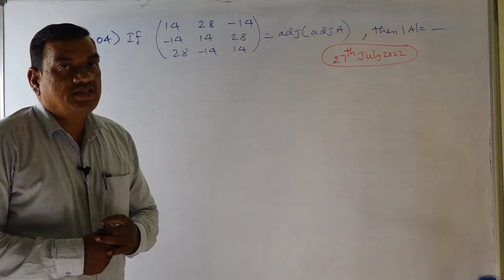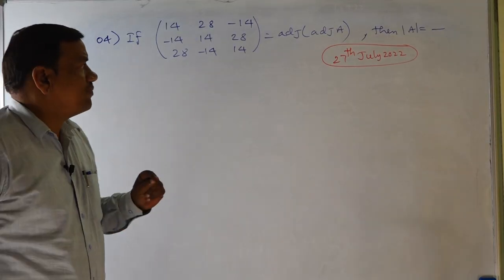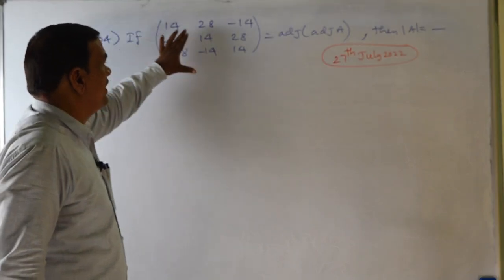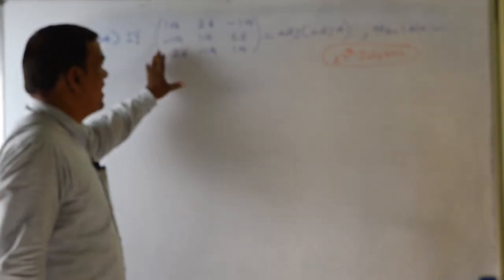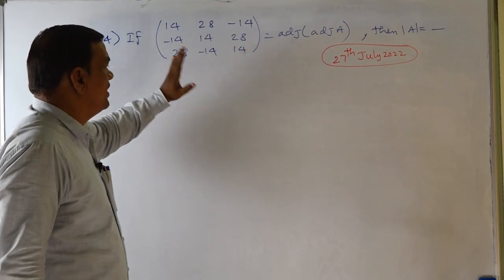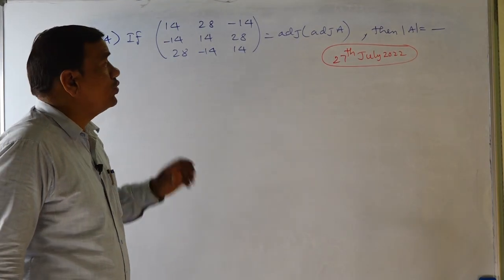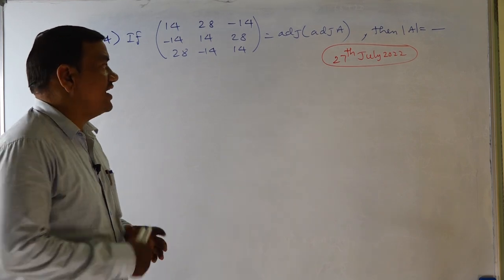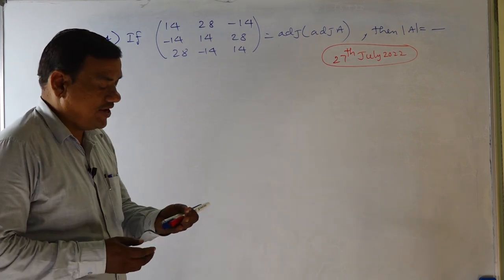Dear students, welcome to the next problem. So, the problem is from matrices. Here one matrix is given: 14, 28, minus 14, minus 14, 14, 28, 28, minus 14, 14. It is equal to adjoint of A, then det A is equal to how much? Determinant of A is equal to how much?